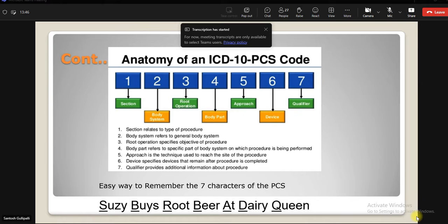So explain the ICD-10 PCS code structure. This is the intro pattern question. All PCS codes are 7 characters, and the first character is section.